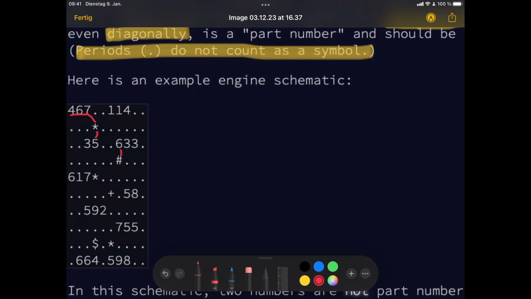There is a symbol and there's a symbol as well. So the only numbers that don't have a symbol adjacent is that one and that one. So those won't be part of our sum. And again, it's important to know periods do not count as a symbol.